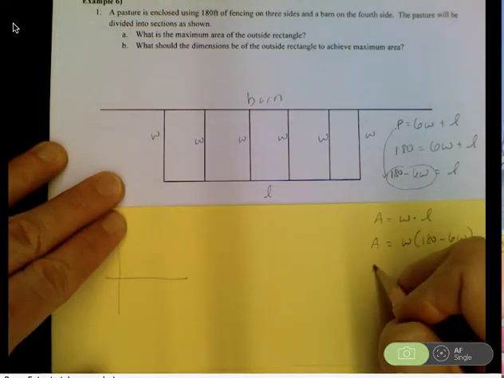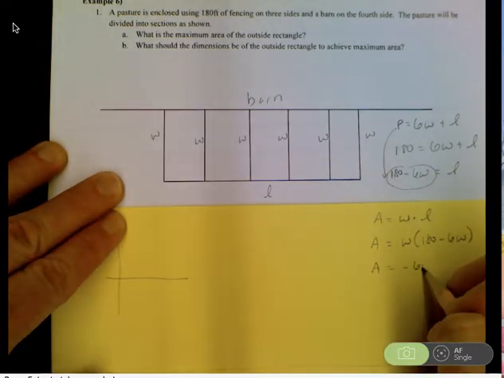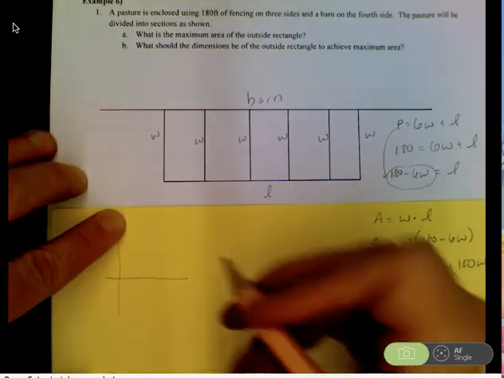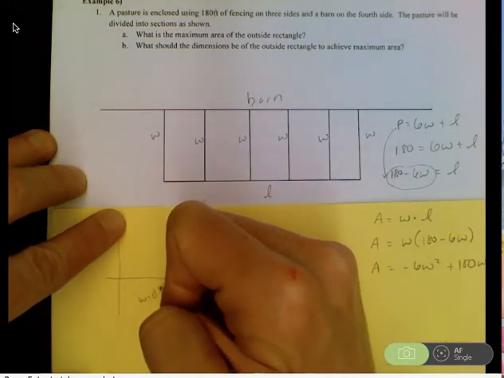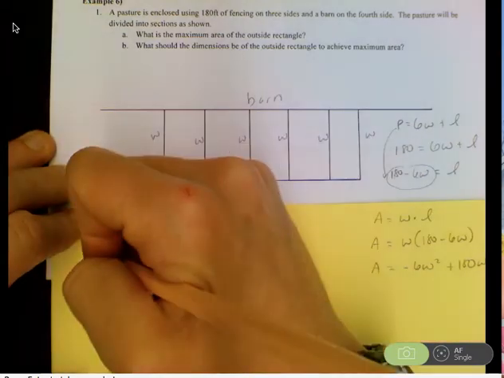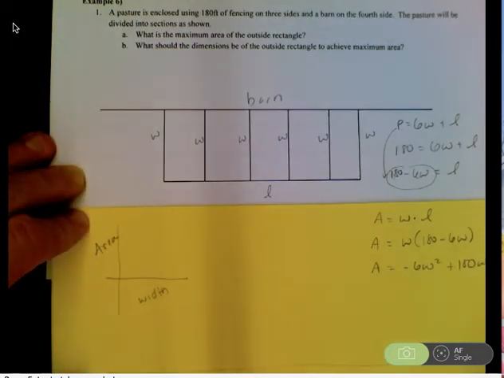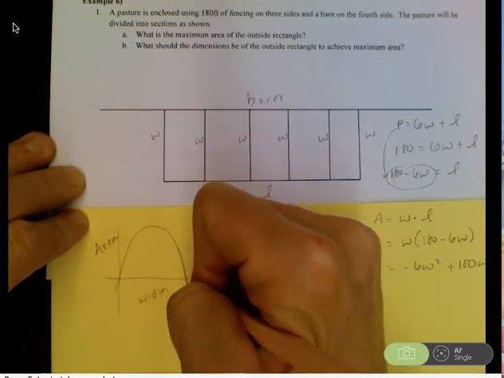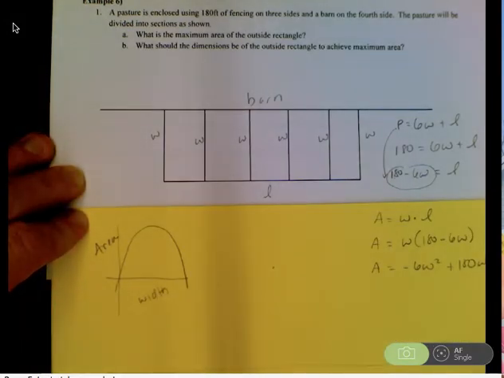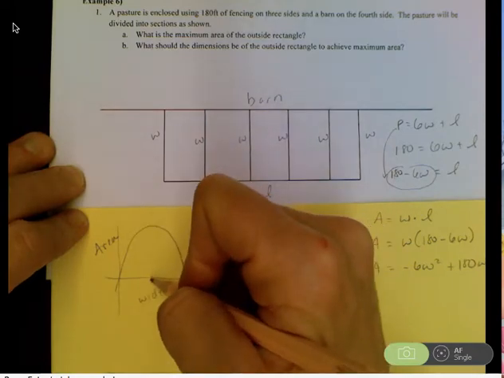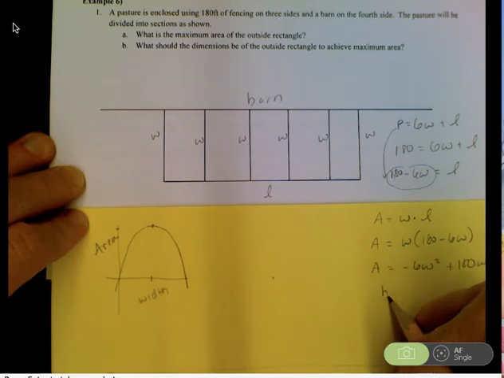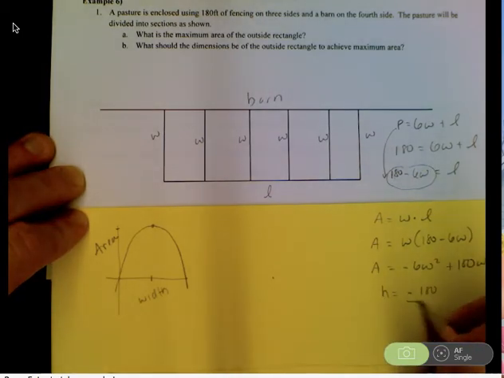Right? So that's going to give me negative 6W squared plus 180W. So there's my quadratic. My input is width, so that would go on the x-axis. My output, of course, is area, so that's going to go on the y-axis. This thing opens down. Again, if we have no width, we have no area, so it's going to look something like that. We need a maximum, so we need the vertex. We need this ideal width that gives us the maximum area. So h is going to equal negative b over 2a.